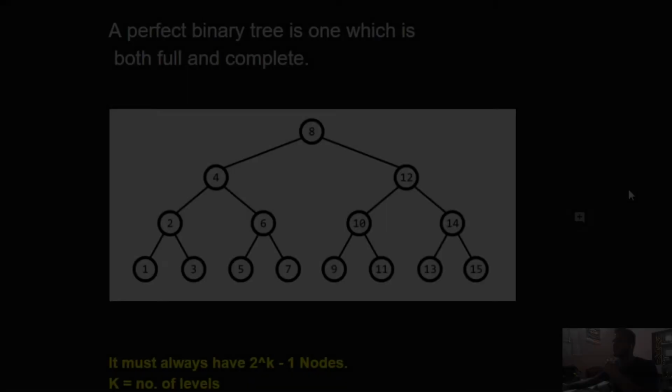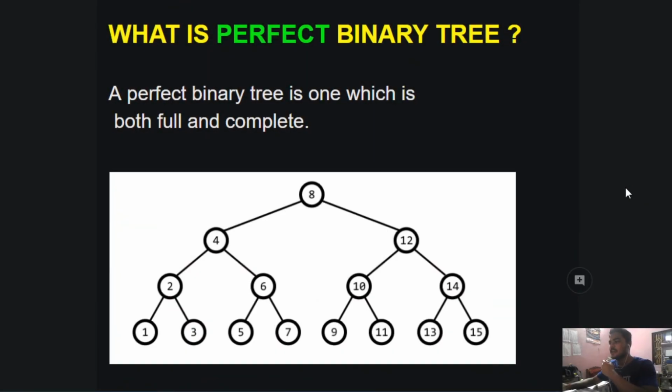All right, let's see what a perfect binary tree is. A perfect binary tree is very perfect because it is a combination of both a full and a complete tree. As you know, a full binary tree is a tree in which if a node has children, it has two, not one, not anything else, just 2 nodes or 0 nodes.